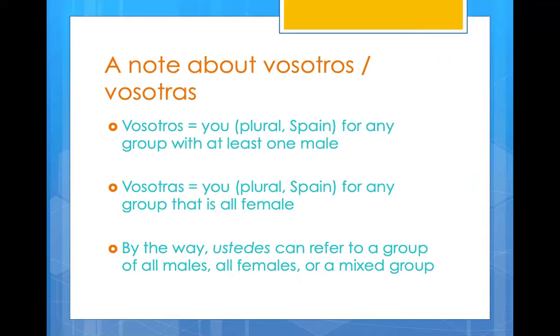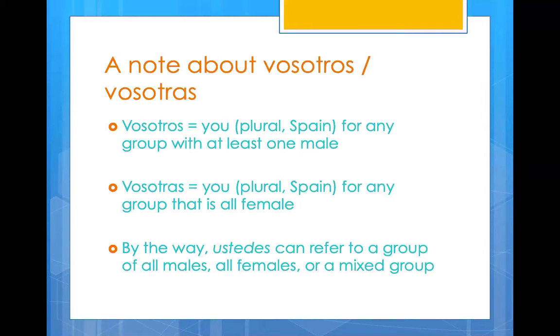Here's a little note about vosotros and vosotras. We already know vosotros means you, plural, in Spain, but it's important to note that the OS ending tells us that the group of people I'm talking to has at least one male person. Okay? So there could be a group of 5 people and all 5 are males.